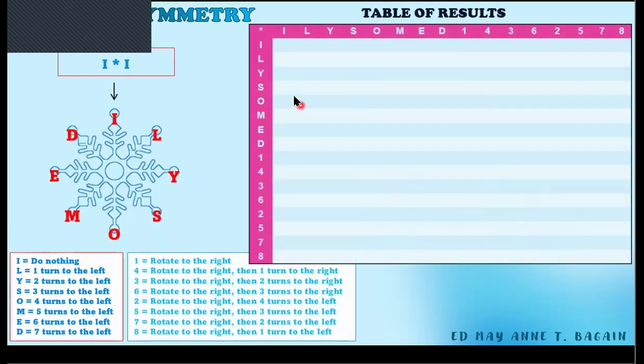Now that we are all familiar with the labels or the elements that I've used in my geometric model, we will now be discussing how each element works. With the first one, I star I. If we are talking about I star I, it means I times do nothing, right? If you times do nothing to do nothing, it will still be the same, which means it would still be I.